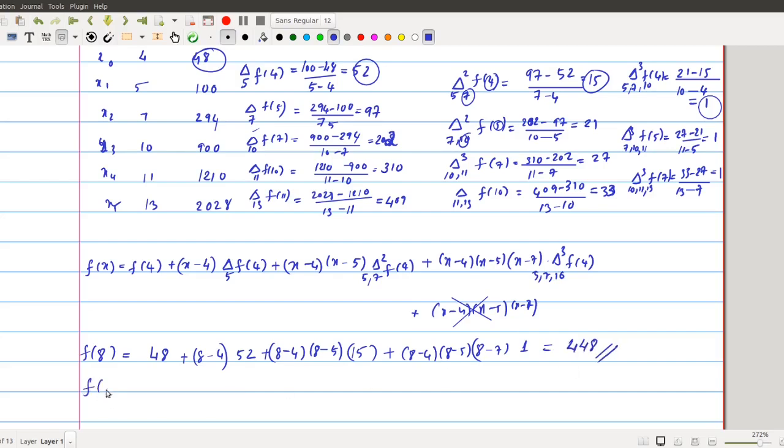In similar fashion you can evaluate f of 15. The only difference is we start with this 48 and we have x minus 4 here, that is 15 minus 4. Here we have the same thing, and the next term we have (15 minus 4) into (15 minus 5), etc. So you will get the value of f of 15 as 3150. So these are the two values. With this example we can conclude section 22.9.